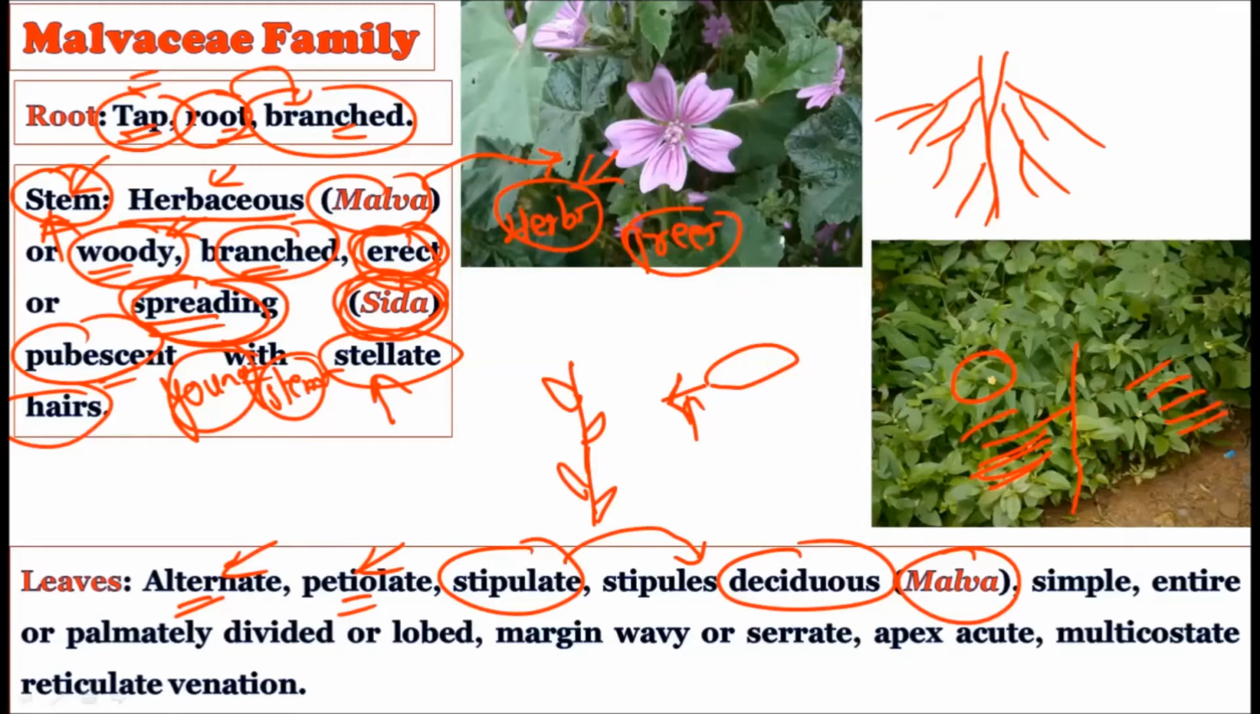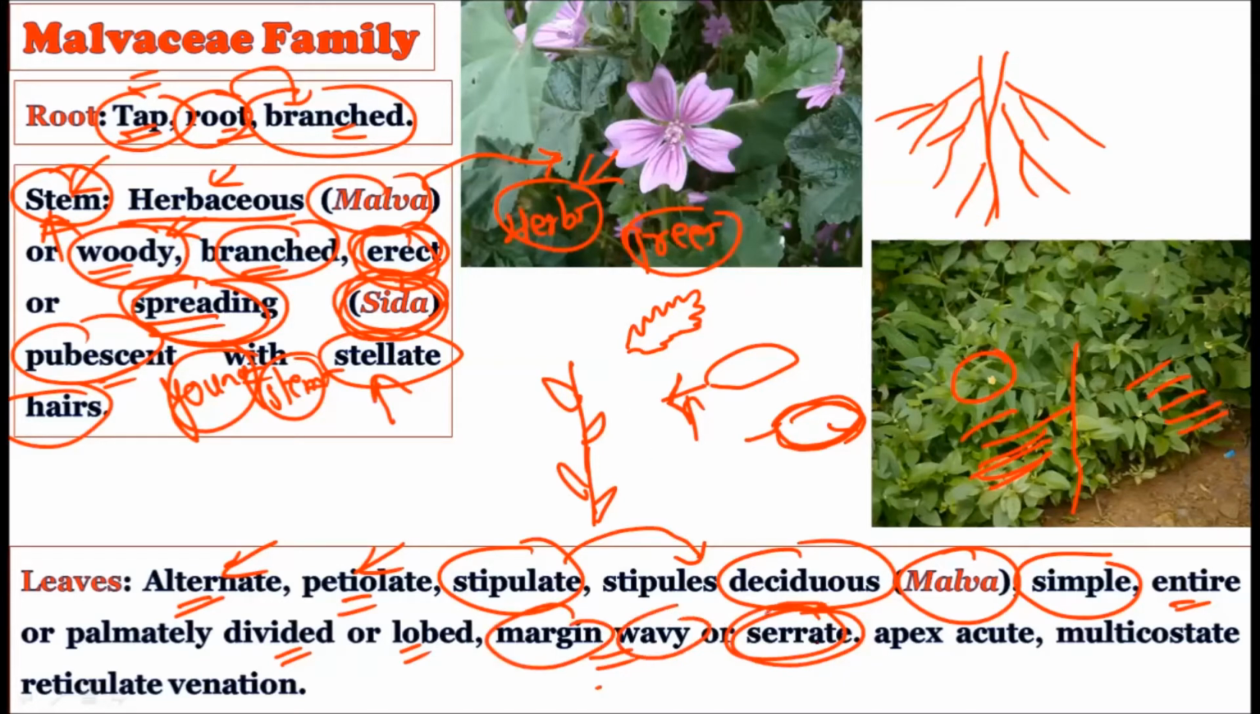Okay, now see the leaves are simple. Okay, that is one single blade is there like this in the majority of the members, right? Simple leaf is there, and entire or palmately divided or lobed. Okay, the lobes are present in between these leaves, while the margin can be wavy or serrate. Okay, serrate literally means the tooth margin like this. So if there is a tooth margin, we explain it as a serrate margin. So margin can be wavy or it can be serrate. Okay, the apex is acute.